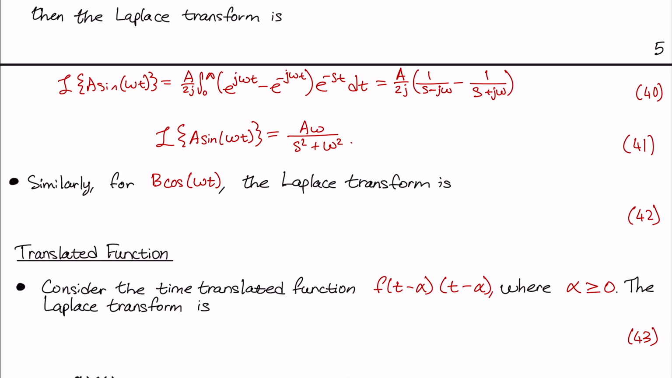We can do the same thing for cosine, and then if you carry that out, you'll find that the Laplace transform of b cosine omega t is equal to b times s divided by s squared plus omega squared.